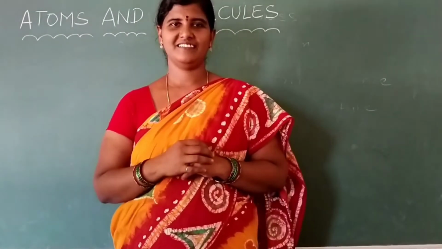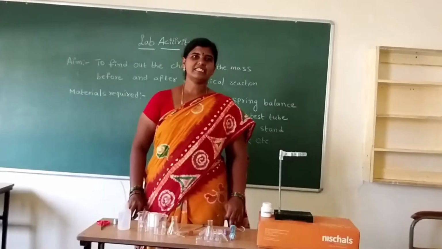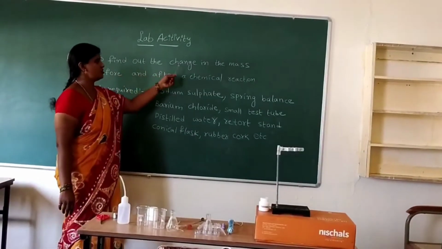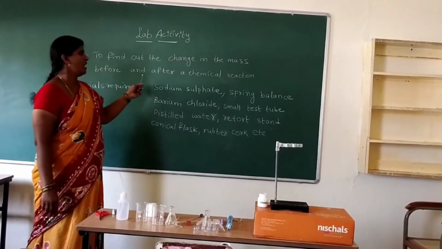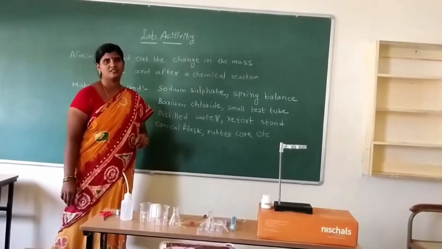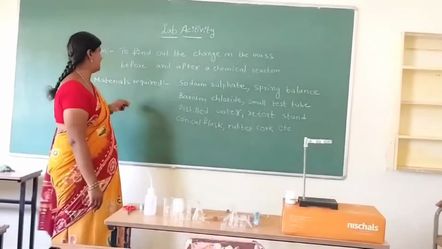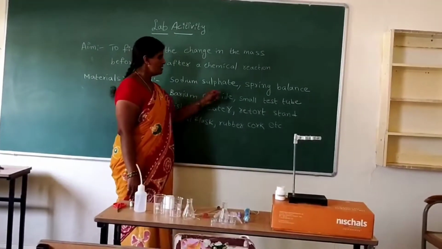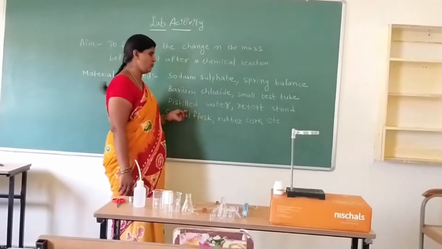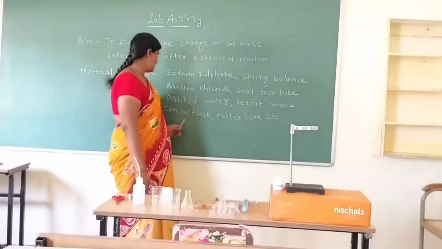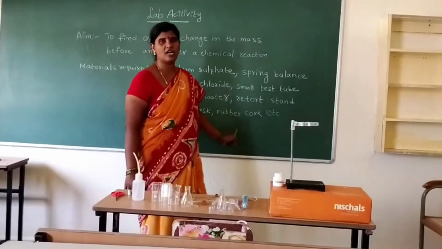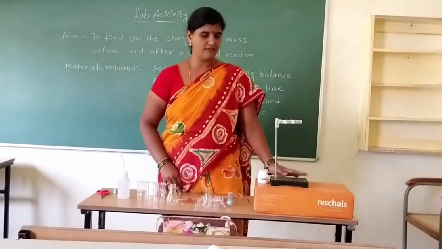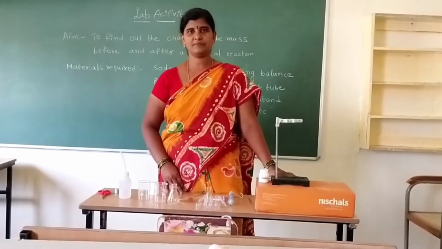Lab activity. Let us see the lab activity. What is our aim? To find out the change in the mass before and after a chemical reaction. So what are the materials required here? Sodium sulfate, spring balance, barium chloride, small test tubes, distilled water, retort stand, conical flask, rubber cork, etc. These items are also present in our lab. Let us observe the items.